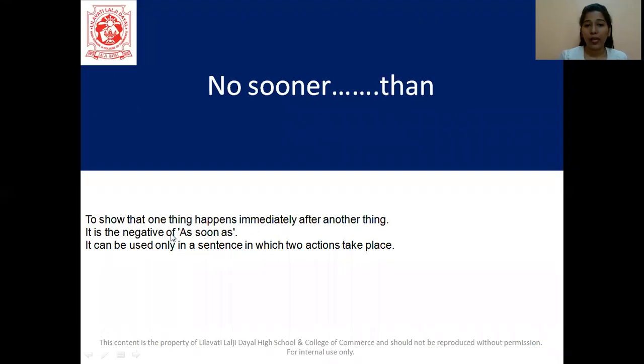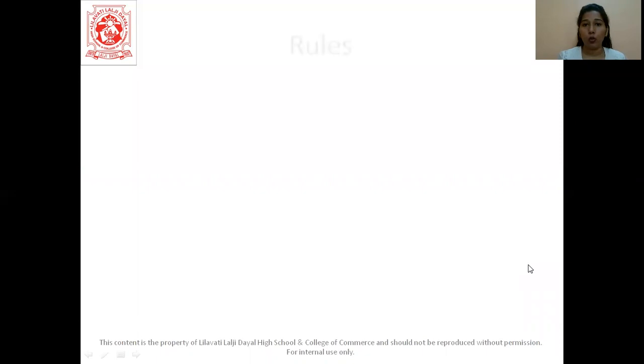So mostly you will be getting a sentence with as soon as and then you have to replace it with no sooner. It can be used only in a sentence in which two actions take place. Because we have already seen that we have to show that one thing happens immediately after another thing. So obviously there have to be two actions in your sentence. All right, let us see how we do it.